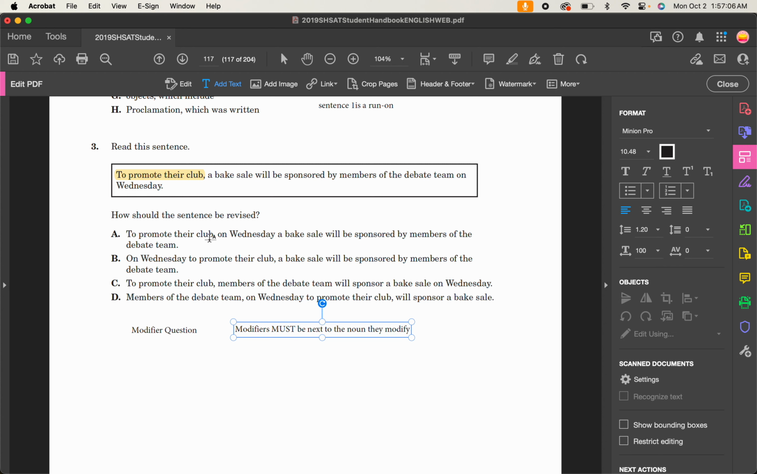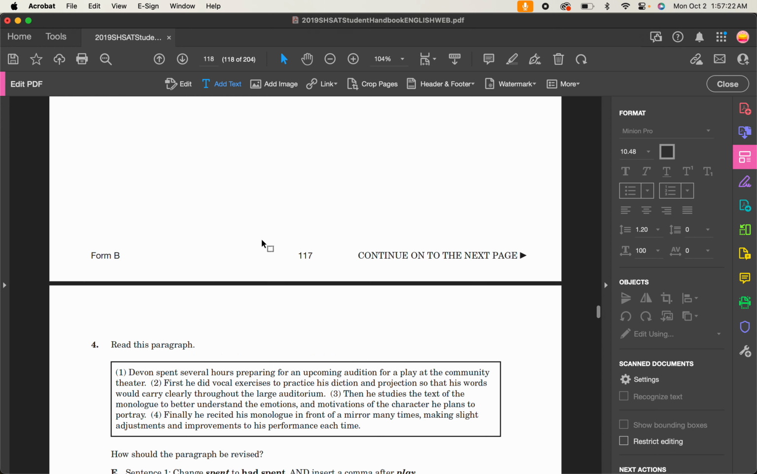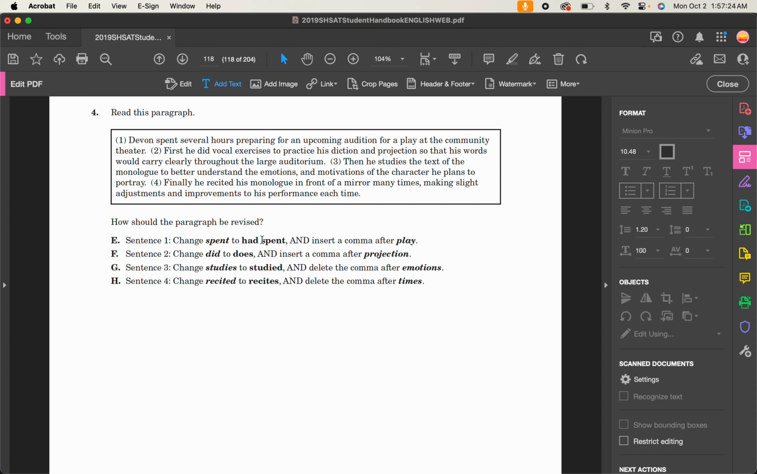So if we look at this, well, who's promoting their club? Members of the debate team, right? Therefore, C is the correct answer. Right? It's as easy as that. Don't get modifier questions wrong. All right, number 4. How should this paragraph be revised?